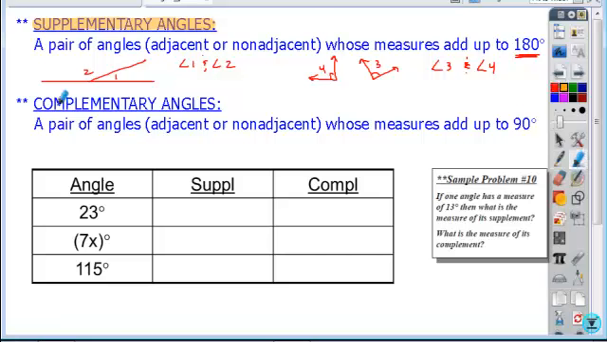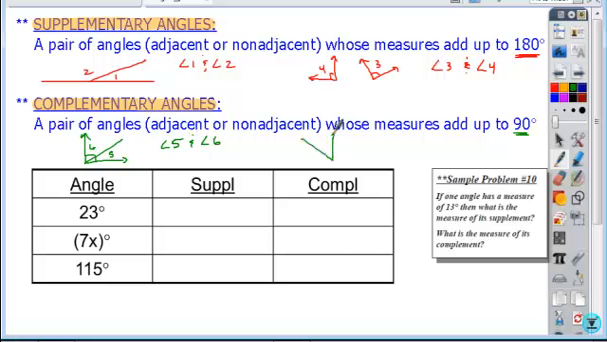The second pair of angles that you have to be aware of is complementary angles. Complementary angles add up to 90 degrees. So once again, they could be adjacent angles. A model of that would be a pair of angles, in this case, angle 5 and 6. If they together form a right angle, then they would be complementary.